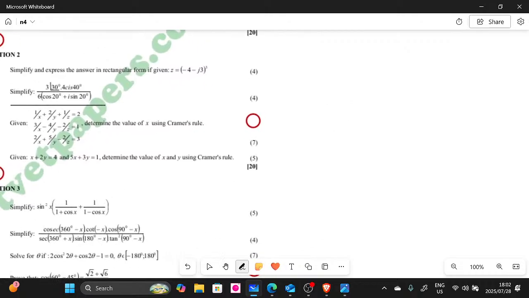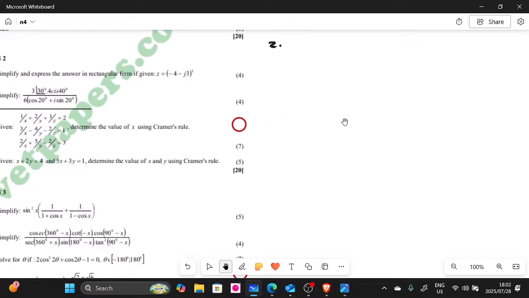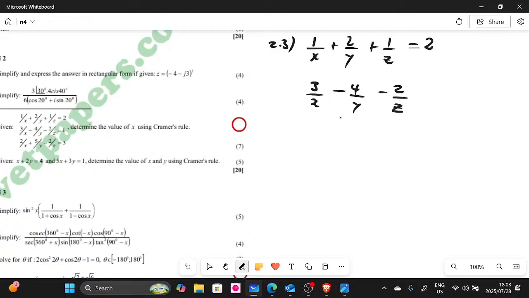So we have how many? 3 equations there. Let me just write the equations. The question is 2.3, right? So we have equation 1, which is 1 over x plus 2 over y plus 1 over z, equaling 2. That's equation number 1. Equation number 2, we have 3 over x minus 4 over y minus 2 over z, all equaling 1. And then the last one, we have 2 over x plus 5 over y minus another 2 over z, all equaling 3. Right.